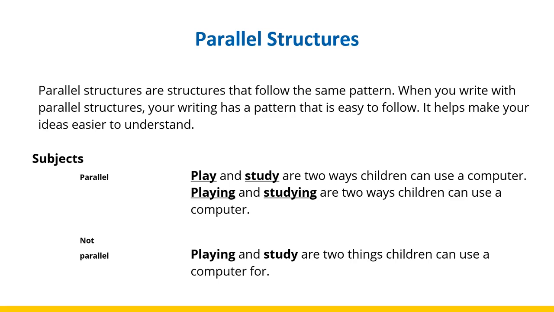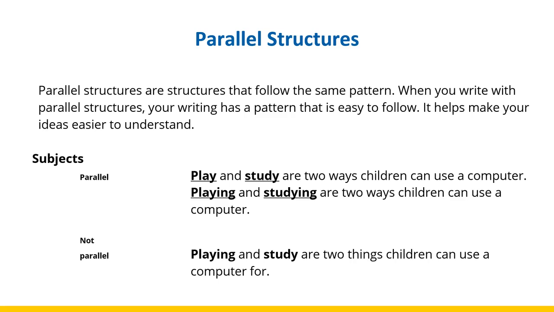Here you see a couple of sentences. The first one shows parallel: play and study are two ways children can use a computer. As you see, play and study, the words in bold, are parallel in this case. The following one is another example of a parallel sentence: playing and studying are two ways children can use a computer. So instead of play and study, we have playing and studying. We added the ing ending.